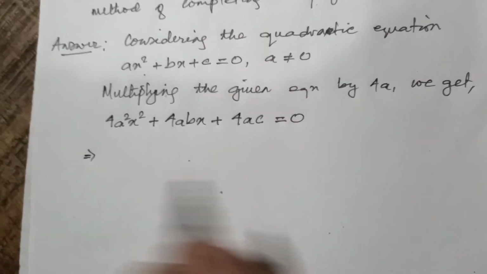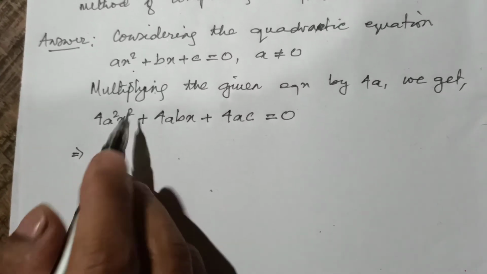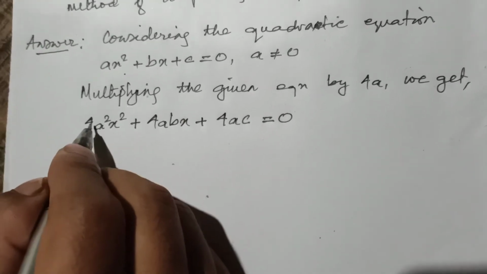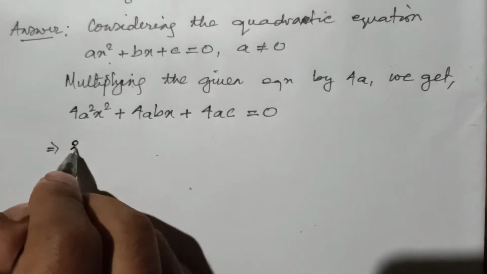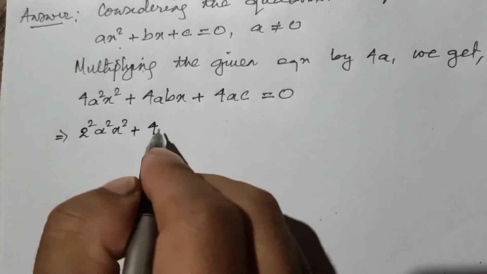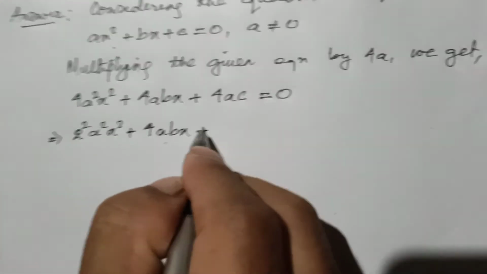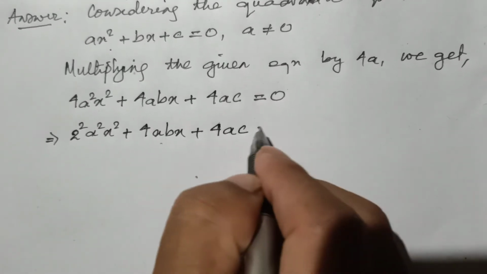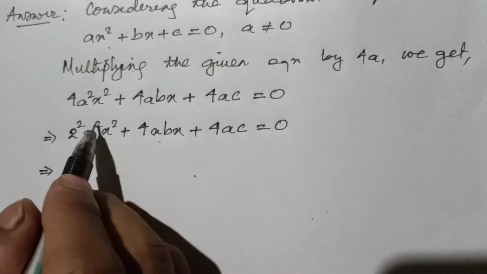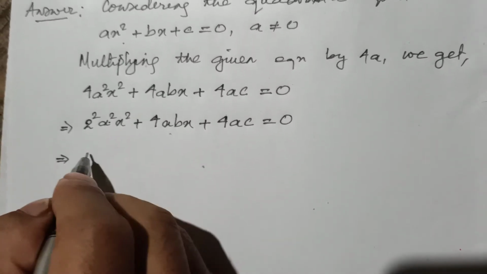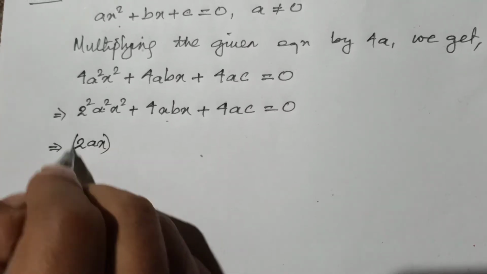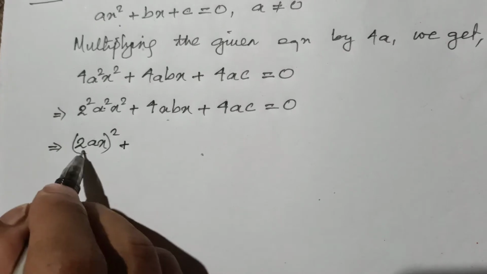Then the first term of this equation, 4a squared x squared: we are going to express this 4 in terms of a square. It is 2 squared a squared x squared plus 4abx plus 4ac equals 0. Then if you look at the first term, 2 squared a squared x squared, the square can be taken as common, so it is (2ax) whole squared. Now it is in the form of a square.